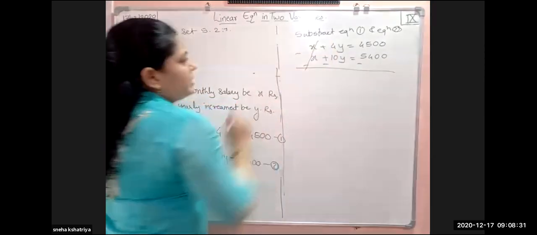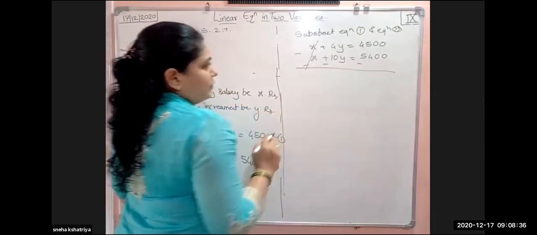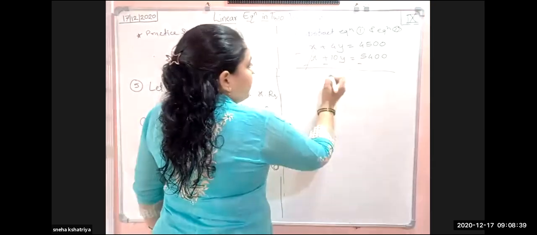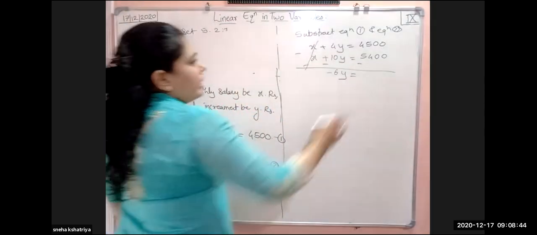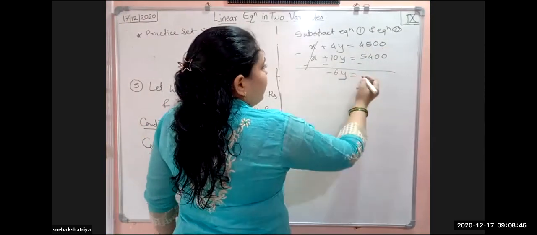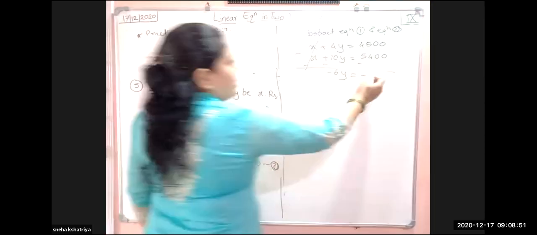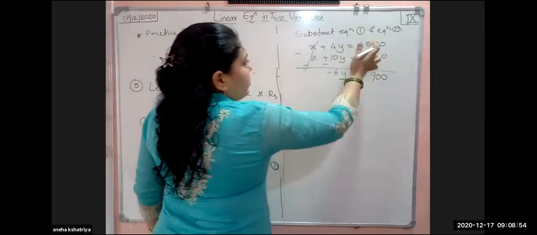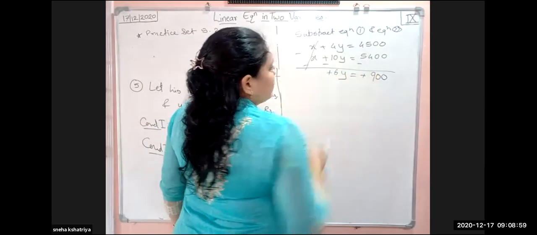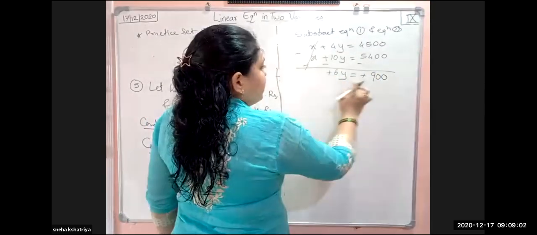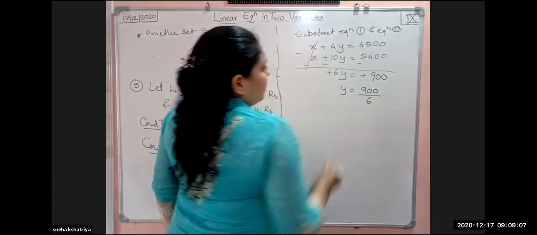Now see here, plus x and minus x get cancelled. 4 minus 10, greater number sign minus, 10 minus 4 is 6. y is equal to, again, 5400 minus 4500. 5400 is the greater number, so the minus sign will come. And the subtraction is how much? It is 900. 5400 minus 4500, it is 900. So minus minus first it will get cancelled. So we get only 6y is equal to 900. y is equal to 900 divided by 6.